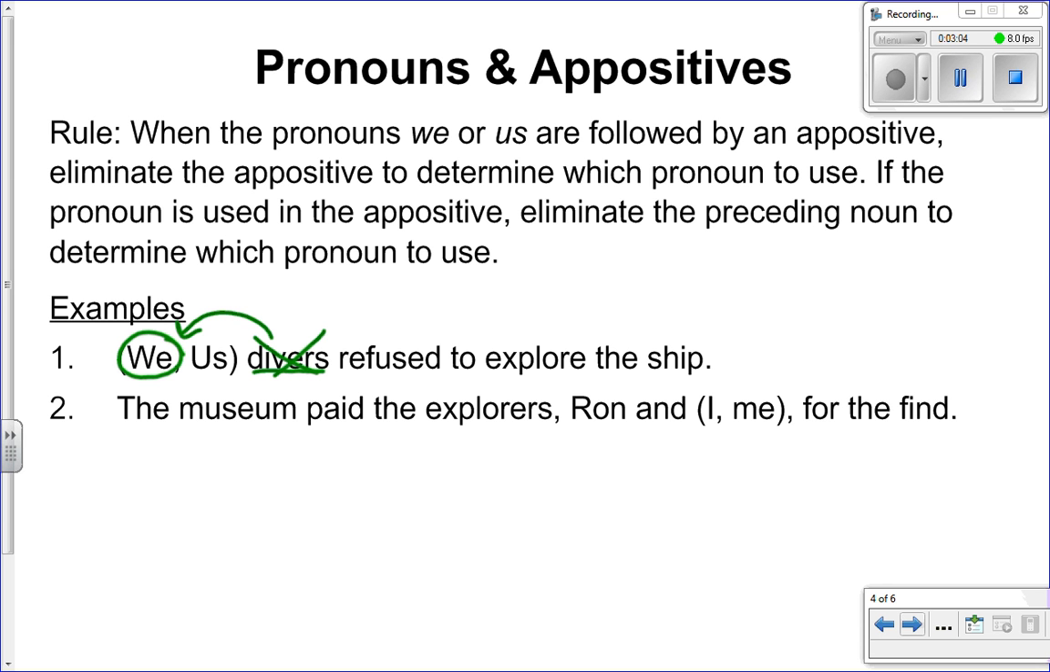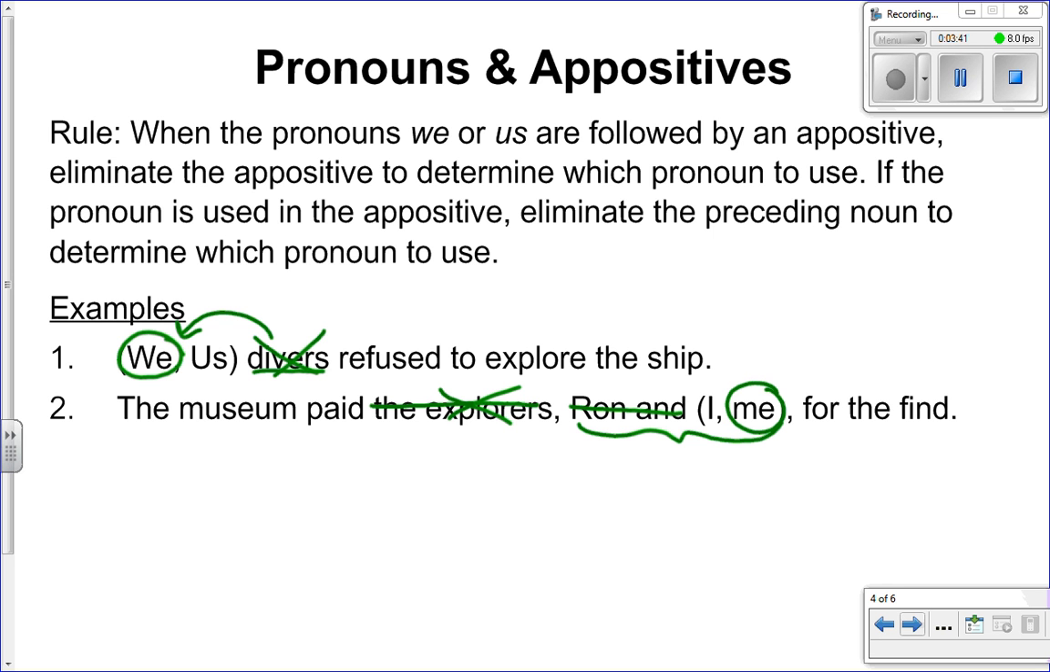Now in number 2, the museum paid the explorers, Ron and I, Ron and me, for the find. Now this one's a little bit tricky. First of all, let's try dropping the name and focusing on just the pronoun choice. Technically Ron and I or me is the appositive, so I'm not going to drop the appositive. I'm going to drop the noun that precedes it, explorers, and I'm going to try just the pronoun. Would I say the museum paid I, the museum paid me for the find?